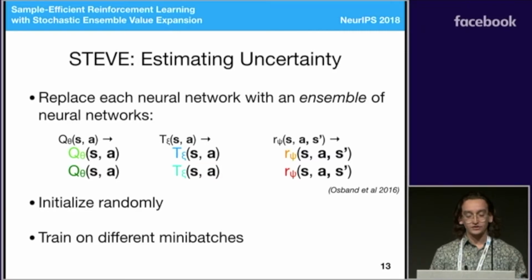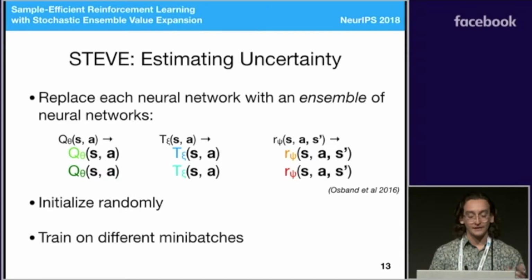Now, in order to compare the goodness of these targets, we need to additionally maintain uncertainty estimates. We use the Bootstrap Ensemble technique, which involves replacing each neural network with an ensemble of neural networks. For example, in this particular instance, we replace our transition functions with an ensemble of size 2. The two transition functions are represented here as blue and cyan. We initialize each member of each ensemble randomly and train them on different independently sampled mini-batches at each update.